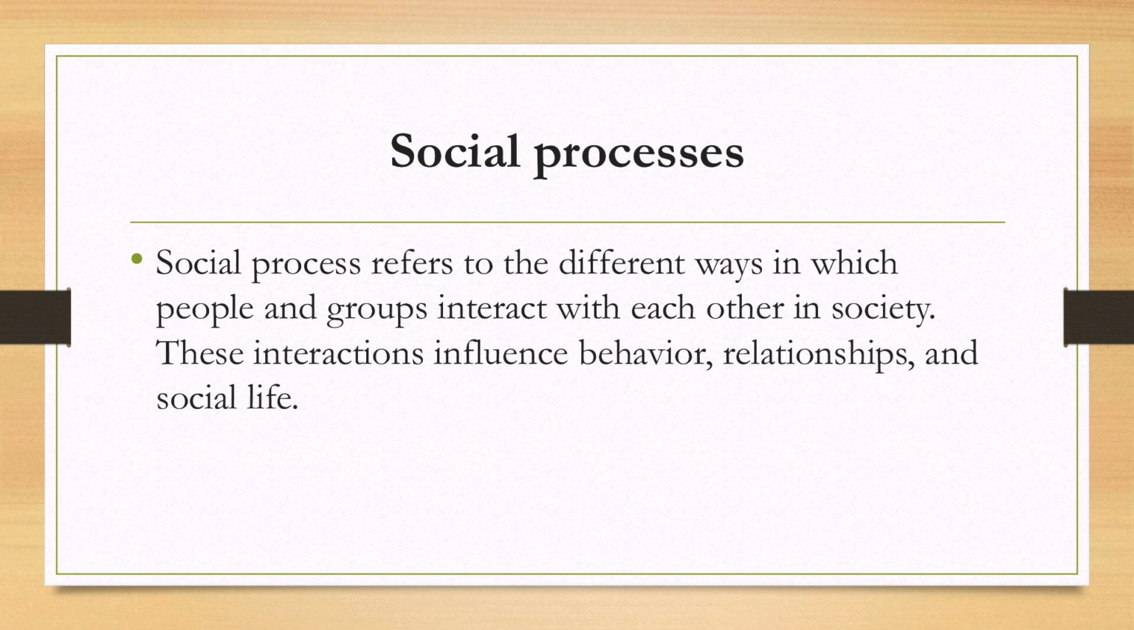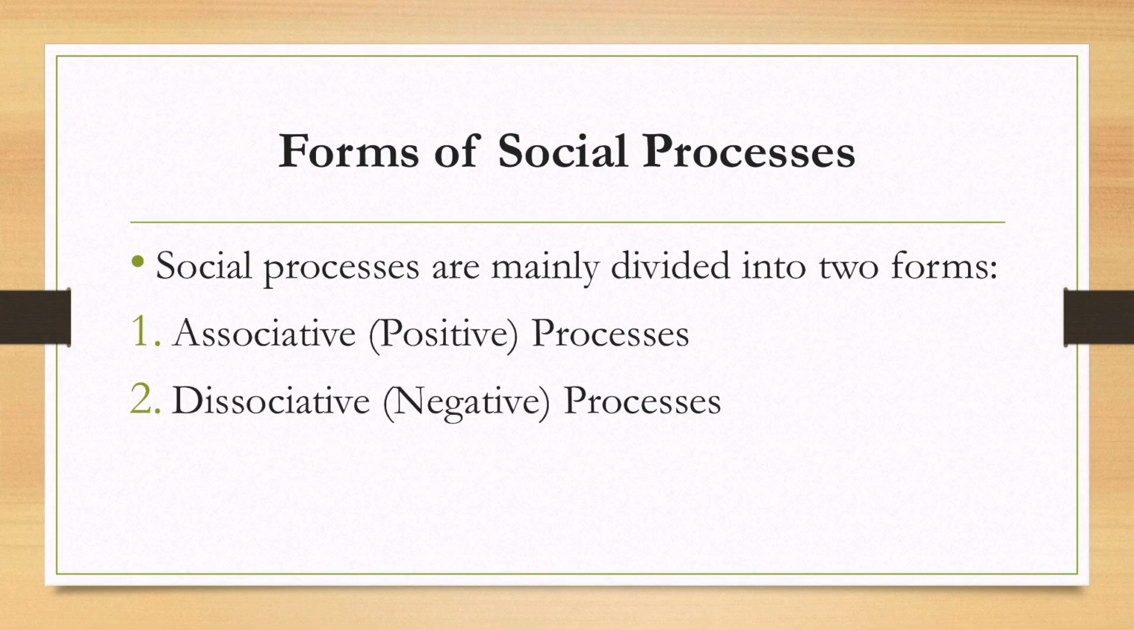For example, students working together on a project, neighbors helping each other, and two companies competing in business. The social process takes place in these cases. Next, we will move to the forms of social process. Social process is mainly divided into two forms: one is associative process, another one is dissociative process.